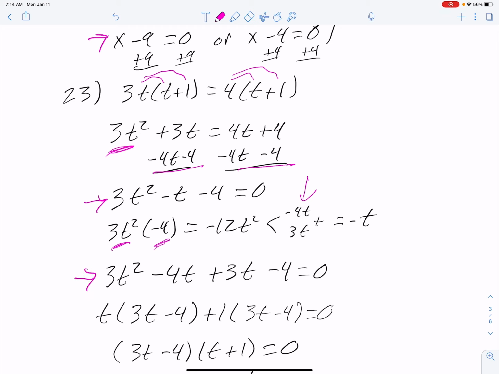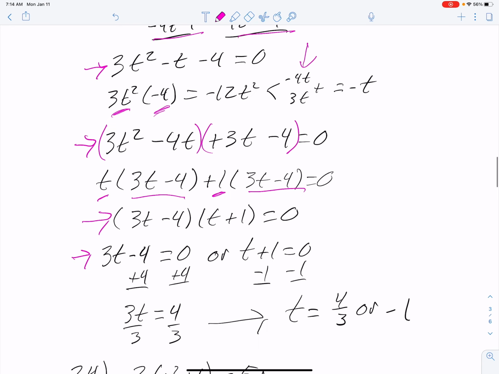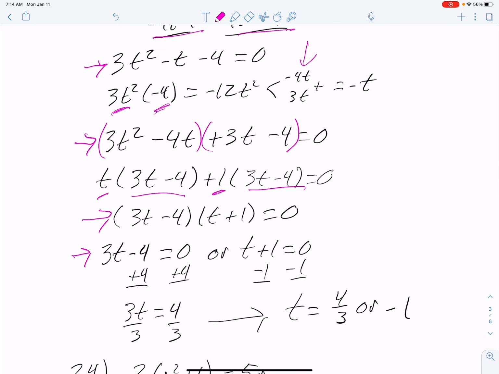Split my middle term, form my groups. For my first group, I can take a t out. For my second group, I can take 1. Notice that I've got 3t minus 4 as my matching value. So I factor 3t minus 4 out, leaving me with t plus 1. Set each piece equal to 0. Going to have to do a little bit more work on the left-hand side here to finish solving. Add 4 to both sides, divide by 3 on both sides. And I've got my answer.